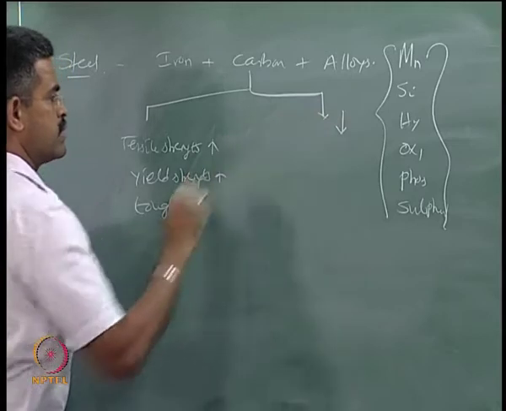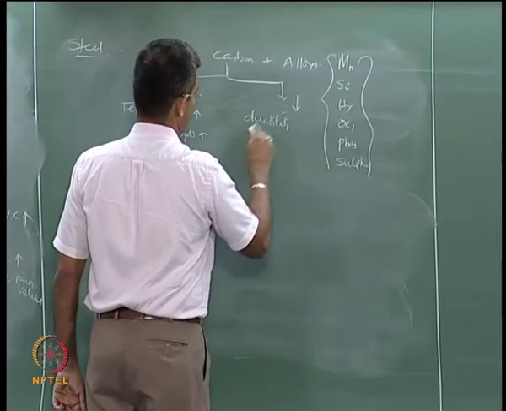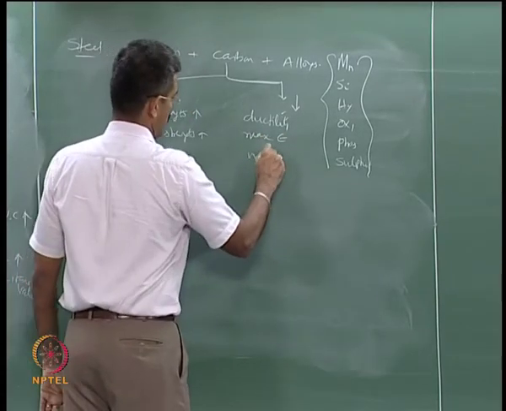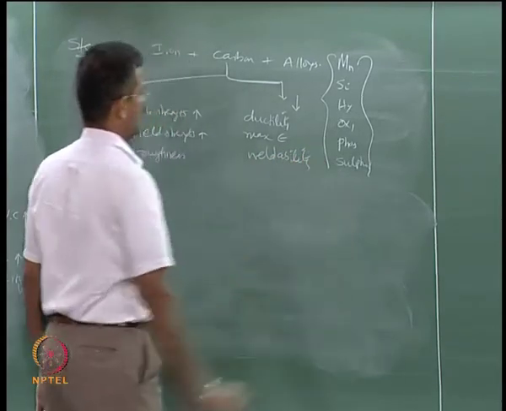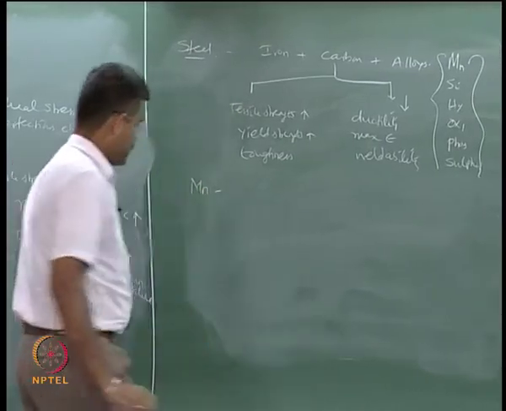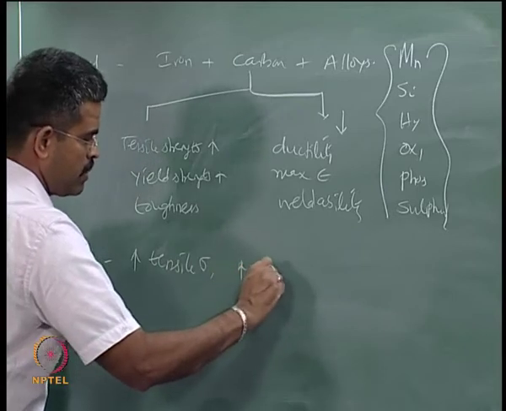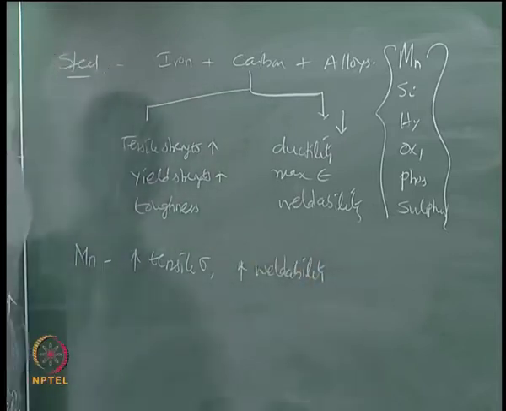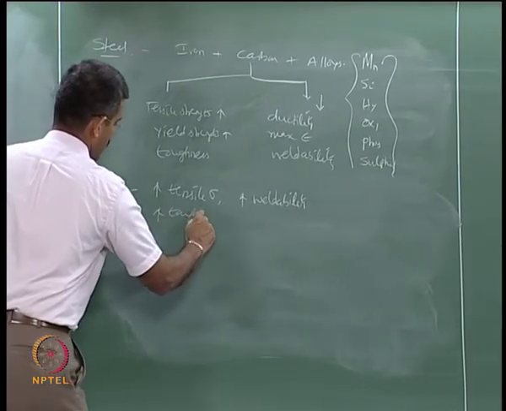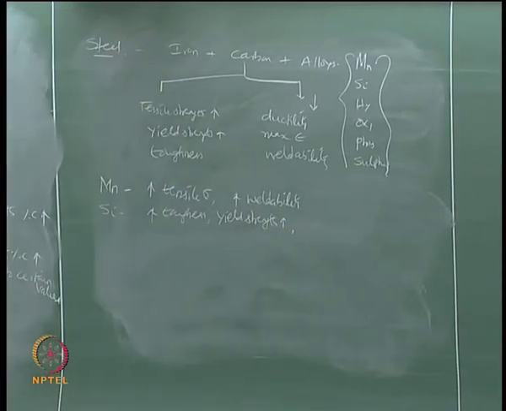Whereas carbon decreases ductility, maximum elongation, as just now you saw, and weldability or the welding characteristics are decreased with increase in carbon. Whereas manganese increases tensile strength, increases weldability, silicon increases toughness, yield strength, and tensile strength.